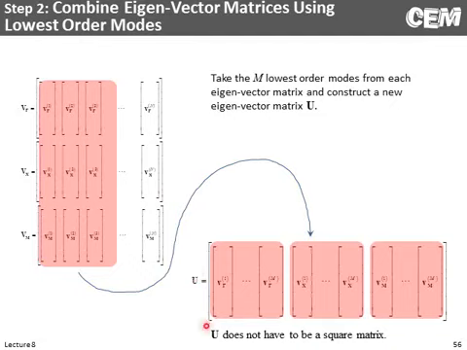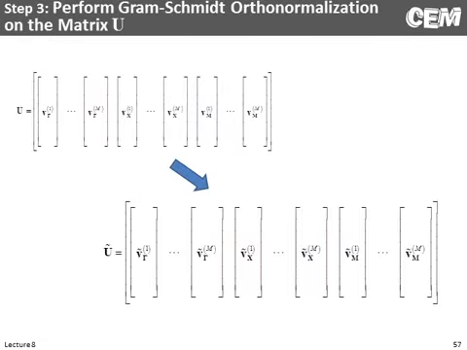An important point here is that this matrix U does not have to be a square matrix. In fact, it's usually much taller than it is wide because we're only going to retain so many eigenvectors. We want to reduce that number. Once we've constructed this matrix U, we want to do a Gram-Schmidt orthonormalization on it. So we're normalizing this matrix according to that algorithm.